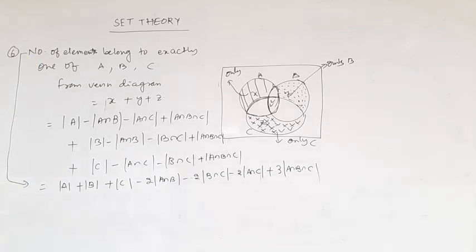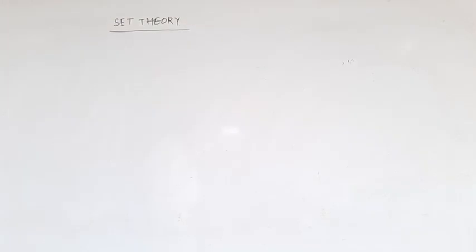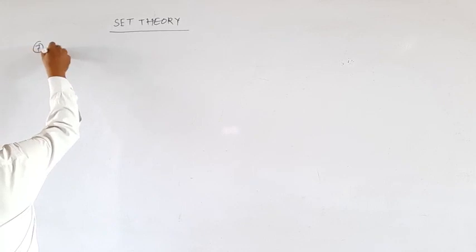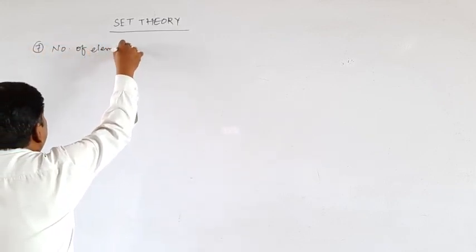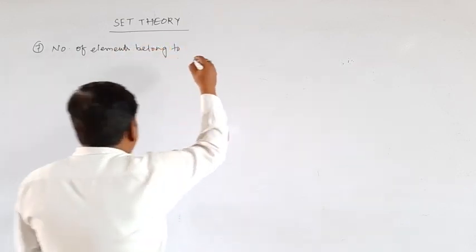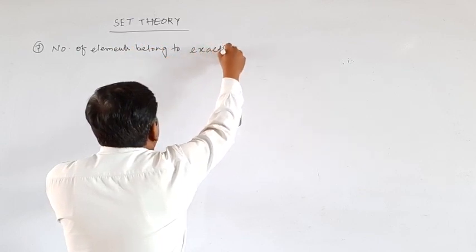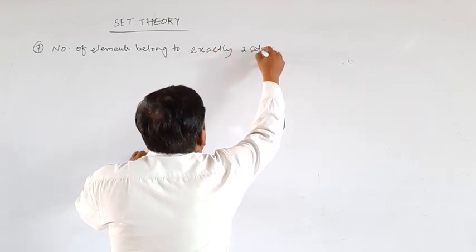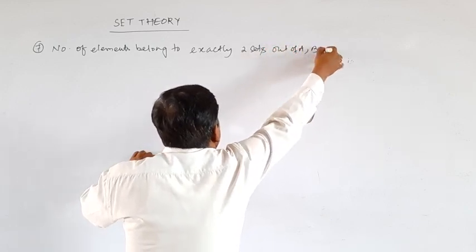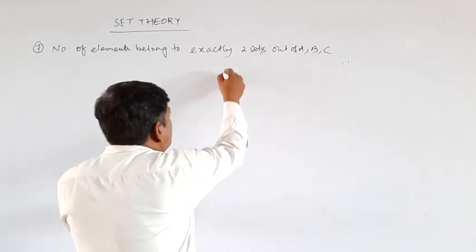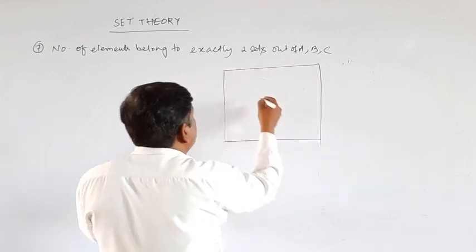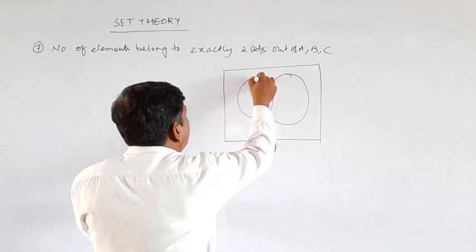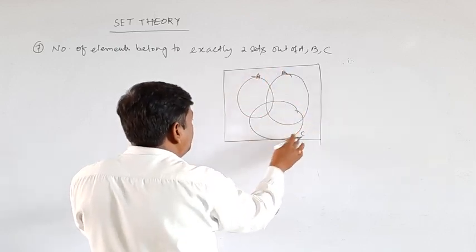Now, the number of elements that belong to exactly two of the sets, exactly two sets out of A, B, C. Now the Venn diagram: this is the universal set, and this is A and this is B, and this is C.